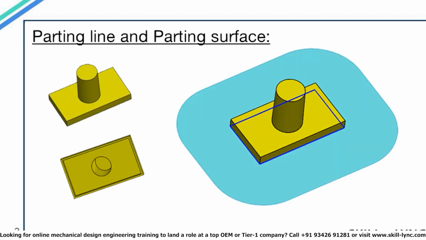Now according to the location of the parting line, a parting surface will be formed. In the diagram, the blue surface is the parting surface for the mold. So this is the surface where the core and the cavity for the model will meet. The portion of the mold block above the light blue surface will form the cavity, and the portion of the mold block below the blue surface will form the core.